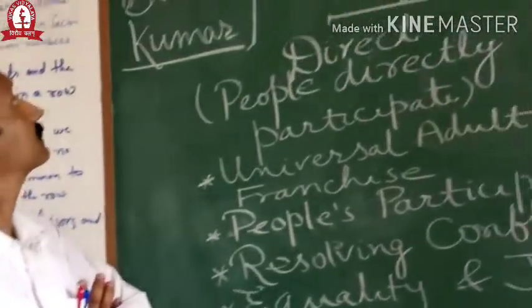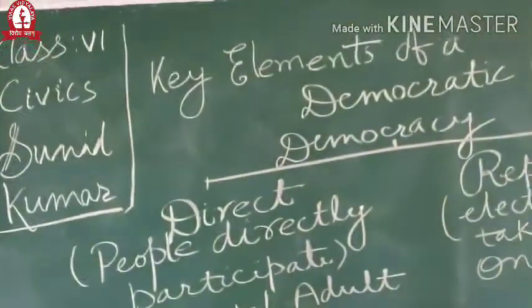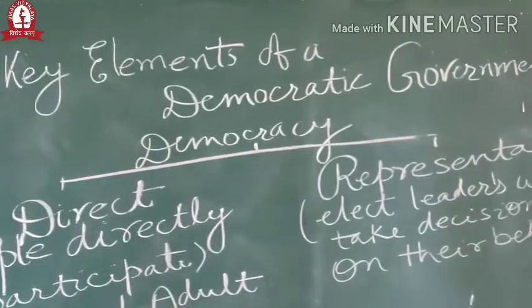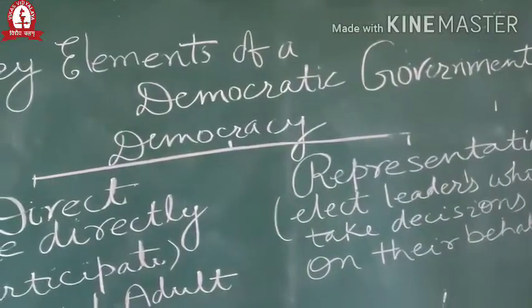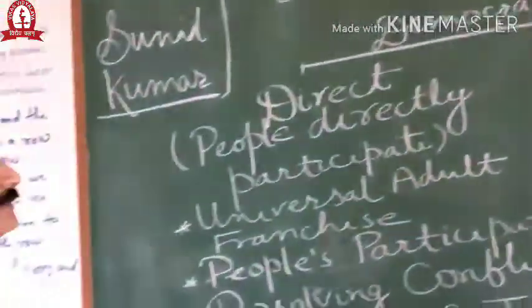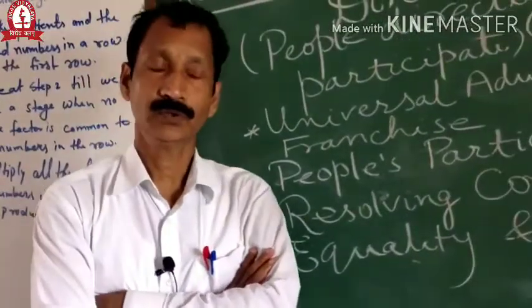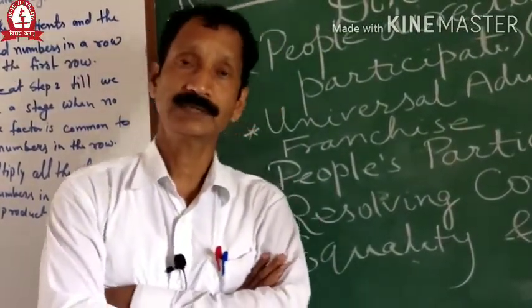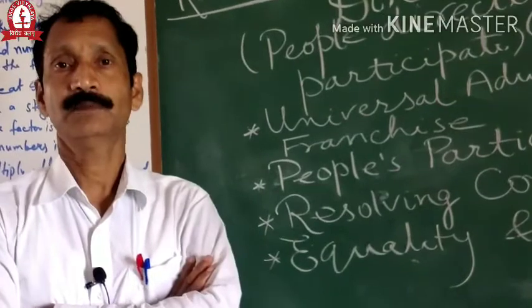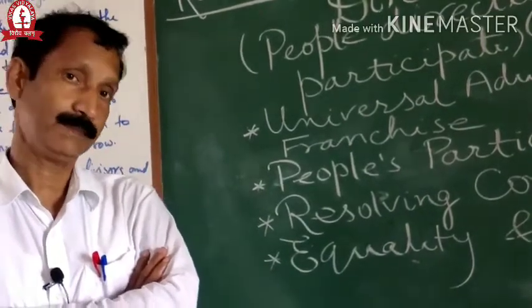Today we shall study the class 6 civics chapter. Your chapter is key elements of a democratic government. First of all, you know that democracy is the government of the people, for the people and by the people.